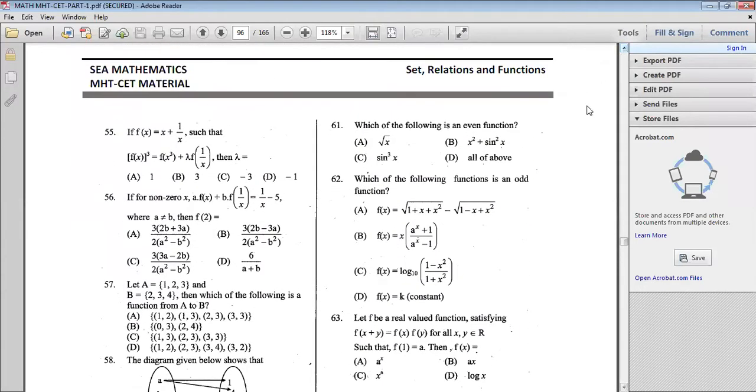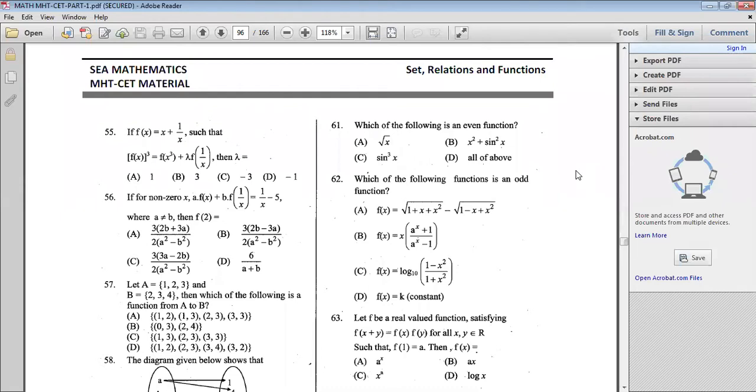Now, look at the 61st. Which of the following is an even function? Already I gave you this about even and odd functions. Even function means if you replace x by minus x, the function does not change. If you get minus of that particular function, that is an odd function. If the whole function changes, then that is neither even nor odd. Now look at the options, which one is even?